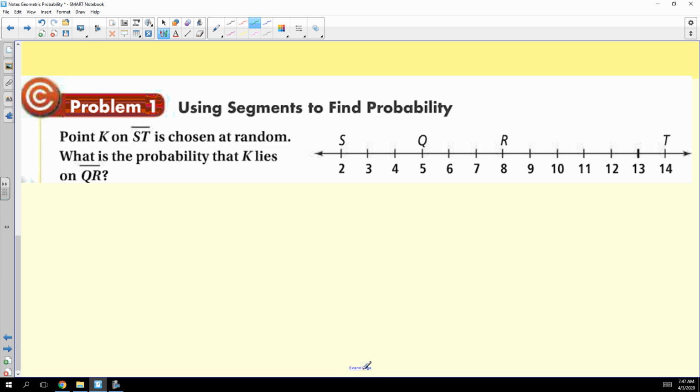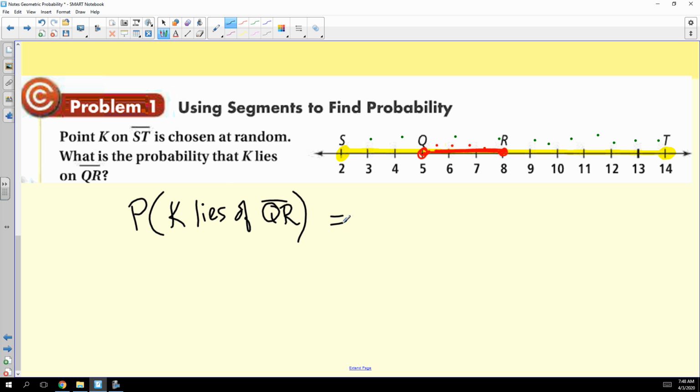Here's an example exactly of what we're talking about. We've got point K on segment ST. So let's take a look at segment ST. From S to T is here, right? Point K is somewhere on here. We just don't know where exactly, but it's somewhere on here. And we want to know what is the probability that K lies on segment QR. So starting at Q, ending at R, and all points in between, what's the likelihood that it lies somewhere in here, right? So we want the probability that K lies on segment QR, which means we're going to divide the length of QR by the length of ST.